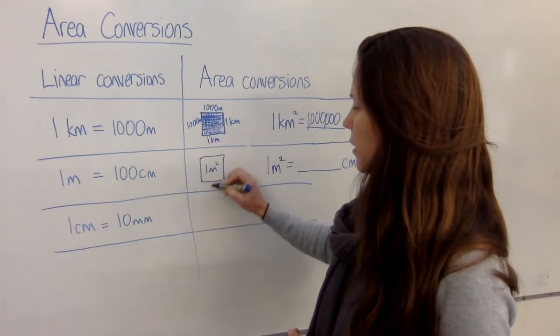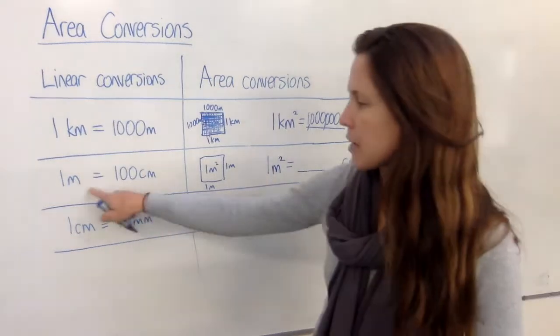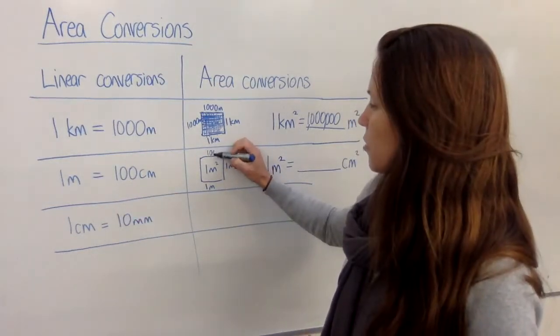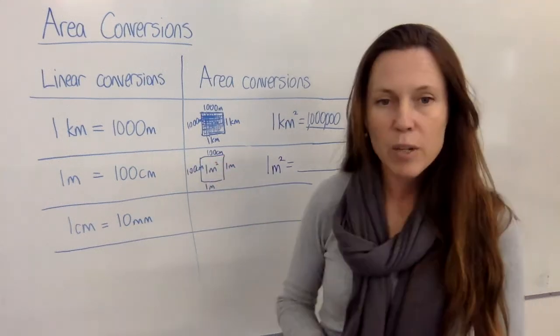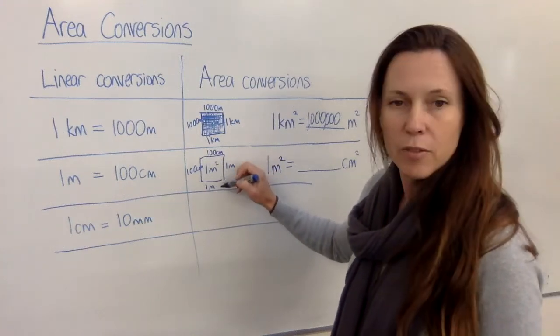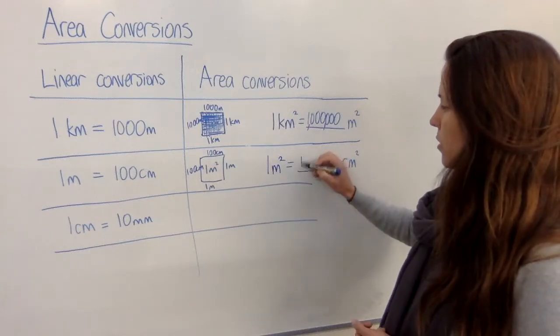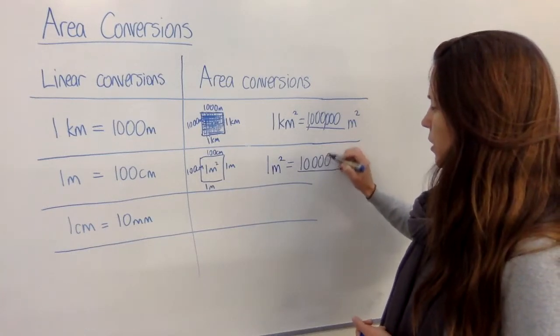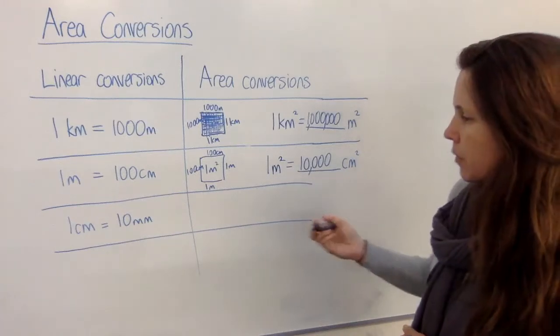1 metre square is 1 metre times 1 metre. Now, how many centimetres are there in a metre? There's 100. So you can label the other two sides as 100 centimetres times 100 centimetres. Now, when you want to know how many square centimetres there are in there, there's 100 columns and 100 rows. 100 times 100, that's 2 zeros, 2 more zeros. It's a 1 with 4 zeros. So you'll get 10,000 square centimetres in 1 square metre.